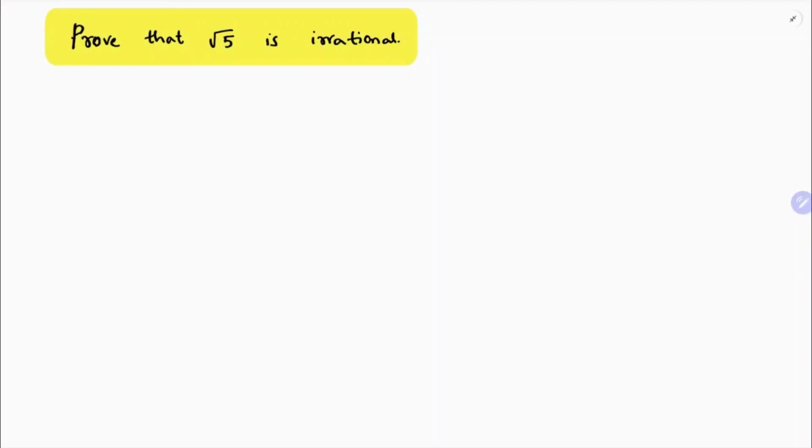Prove that root 5 is irrational. So here we need to solve this by using contradiction proof. So first step, let us assume root 5 is a rational number. So then consider, if it is a rational number, we can write it in the form of p by q.